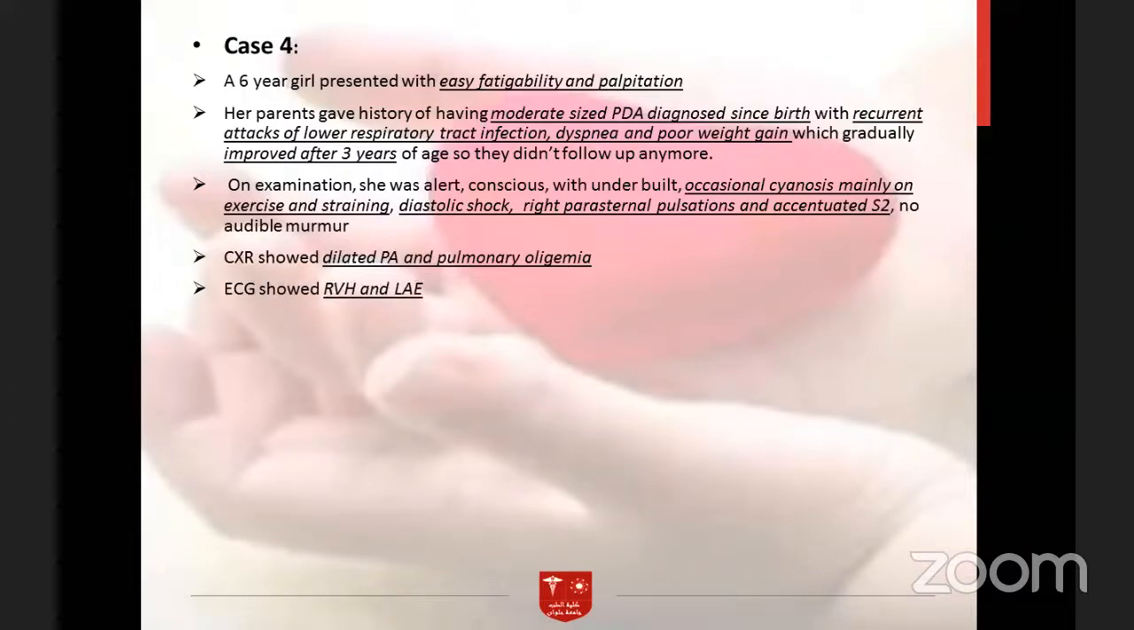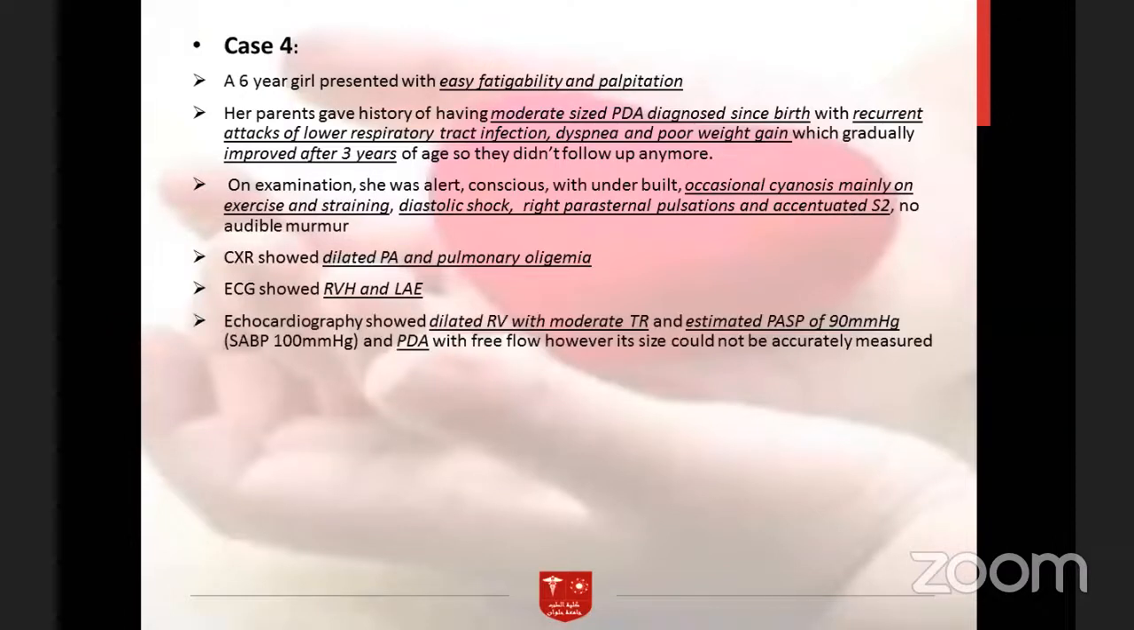ECG showed RVH and left atrial enlargement. An echocardiography was done, which revealed a dilated right side with moderate tricuspid regurgitation and an estimated pulmonary artery systolic pressure of 90 millimeters mercury, given that her systolic arterial blood pressure at the time of examination was 100 millimeters mercury, and she had a PDA with free flow across. However, the size of the PDA couldn't be accurately measured.